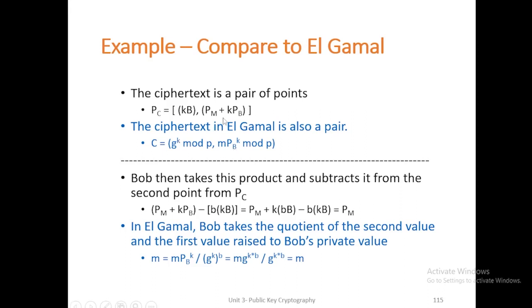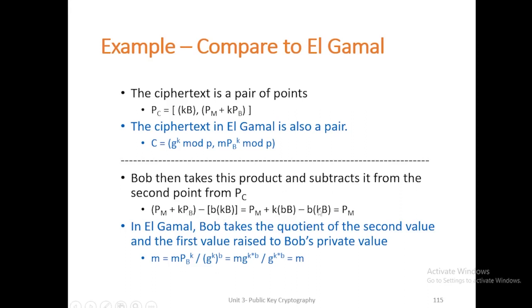The second is PM plus K into PB. This will be rewritten as M into PB power K. So either using this formula, you can do it. The first notation is PM plus K into PB, that should be subtracted from NB into KB. So I am writing here PM plus K PB minus NB into this value. If you cross check it, the answer is the same.